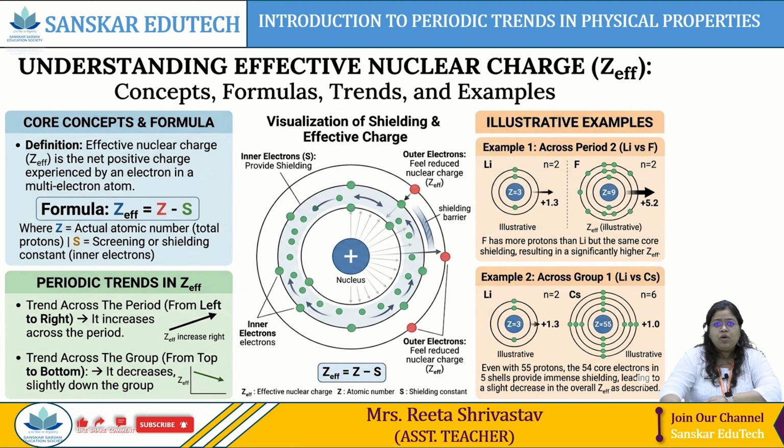For Z effective, across the period, Z effective increases, and down the group from top to bottom of the periodic table, it slightly decreases. Why does it happen? Why does it increase across the period? Because the number of protons increases, but the shielding of the electrons remains almost the same.